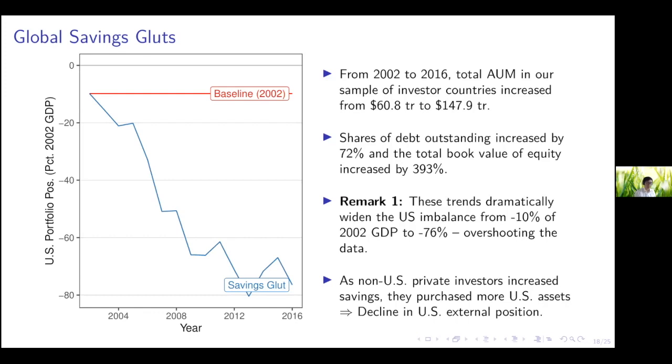You can see then that these trends dramatically widen the US imbalance from negative 10 all the way down here to negative 76%, greatly overshooting what's actually observed in the data. If you dig into this a little further, what you're seeing is that non-US private investors are increasing their savings and purchasing a lot more US assets. And so the US liability position is increasing, in particular in debt markets.